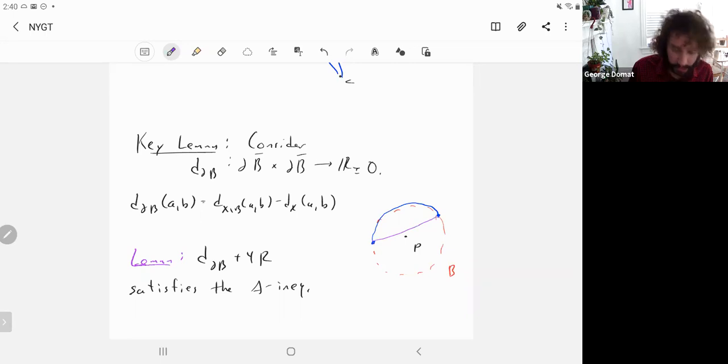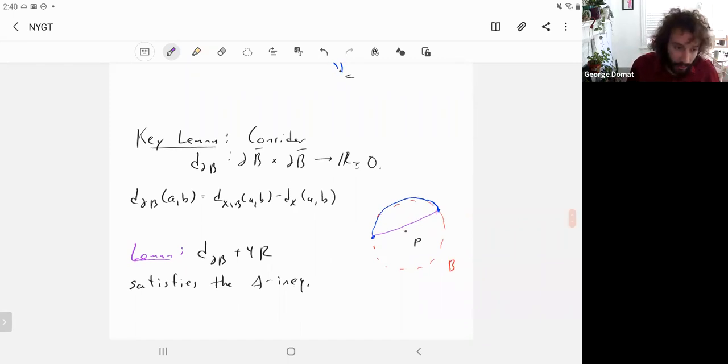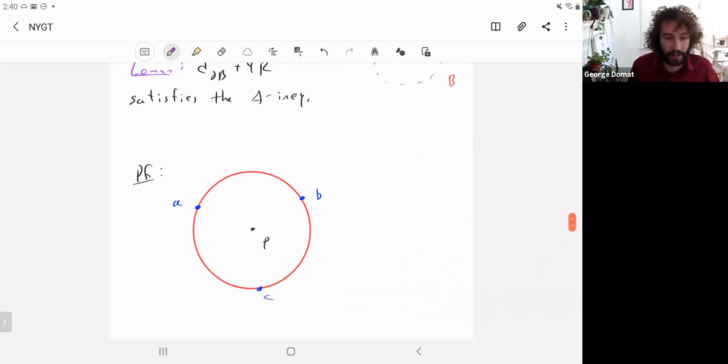So I'm just taking this metric I had and restricting to a set where things are simple. And the lemma is that, up to some additive constant of 4R, this metric satisfies the triangle inequality when you just restrict to the boundary of the ball. How does the proof work? You have to just look at this picture, with any triple, and prove the triangle inequality.